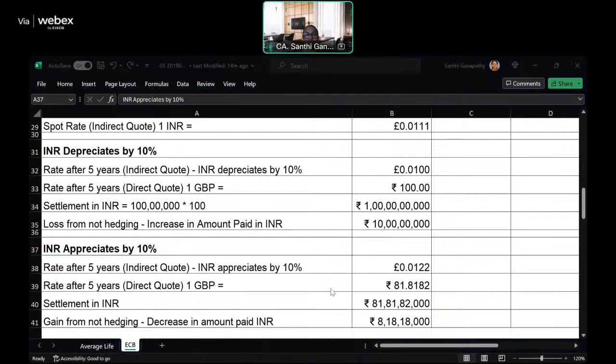Is this clear to you? Have you clearly understood why it is a mistake to take 90 plus 10% as 99 and 90 minus 10% as 81? Because 1 GBP is equal to 90, it has GBP as the base. If I apply 10% up and 10% down, it means the appreciation in GBP is 10% and the depreciation in GBP is 10%. But the question is talking about appreciation and depreciation in INR, not in GBP.